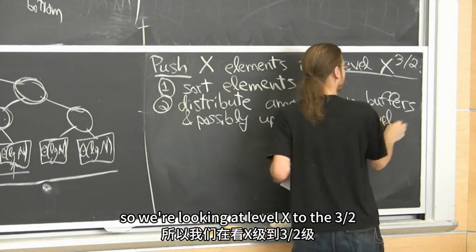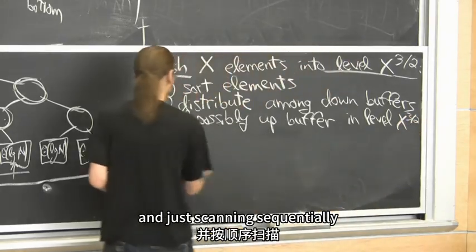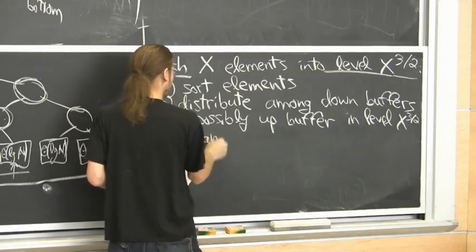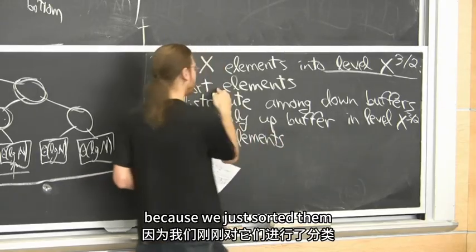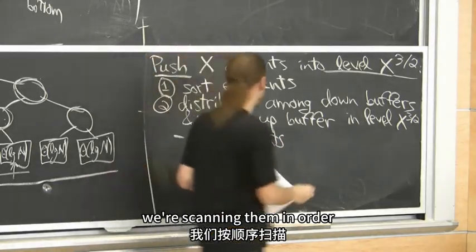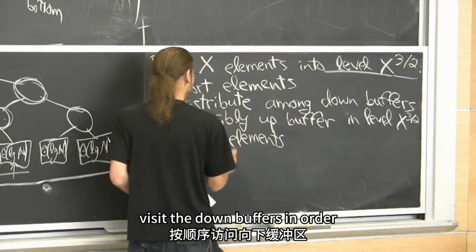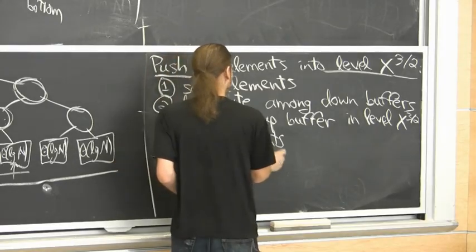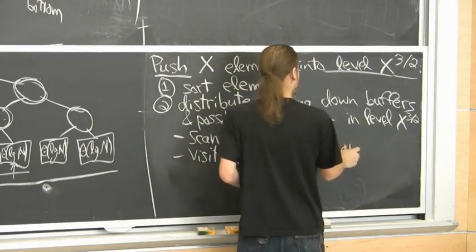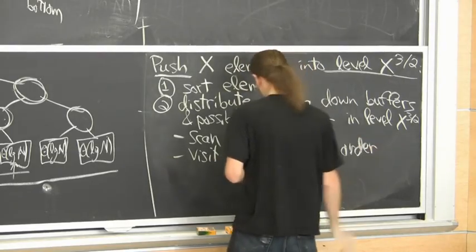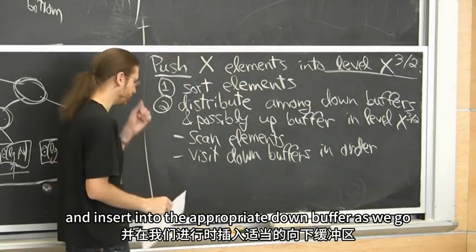So we're looking at level X to the 3/2 and just scanning sequentially. Because we just sorted them, we're scanning them in order. We visit the down buffers in order, and insert into the appropriate down buffer as we go.